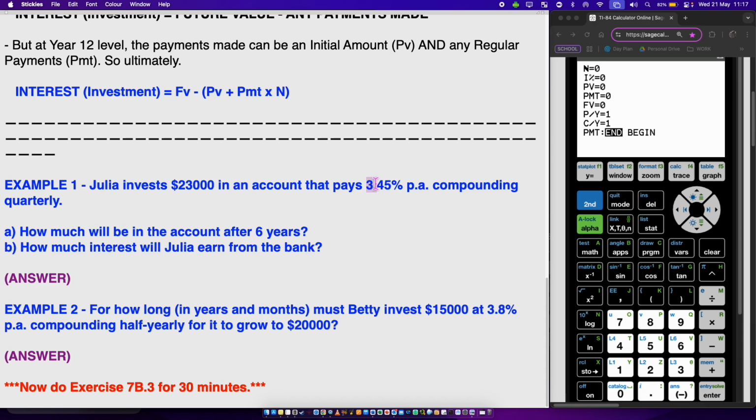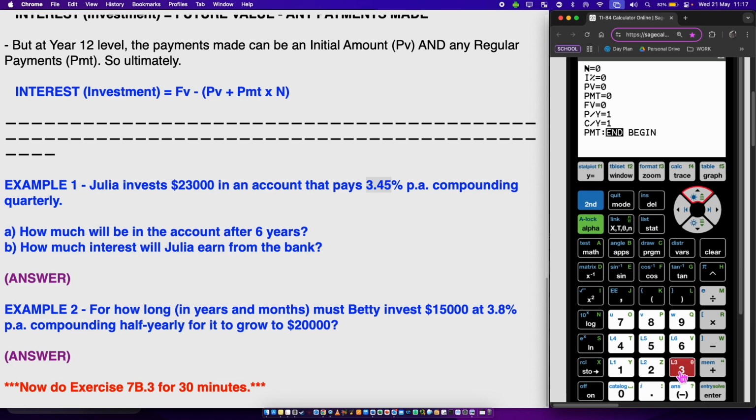Is there any question about what the rate is? So you go to I and you type 3.45. See how I haven't changed it to a decimal? It's just the rate. PV. How much is Julia investing? Yeah. I want to put down negative 23. Why? Because money goes from you to the bank. Good. She's putting it in the bank for a while.